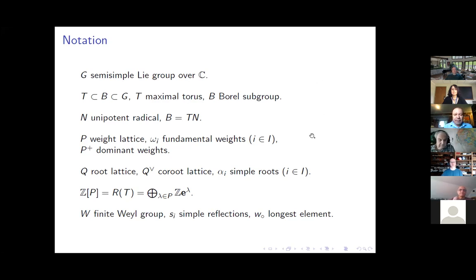Then we need the group algebra of the weight lattice, which is the representation ring of the torus, with the Z basis denoted by formal exponentials e to the lambda, lambda being the weight. And W will always be the finite Weyl group, s_i the simple reflections, and w_0 the longest element.